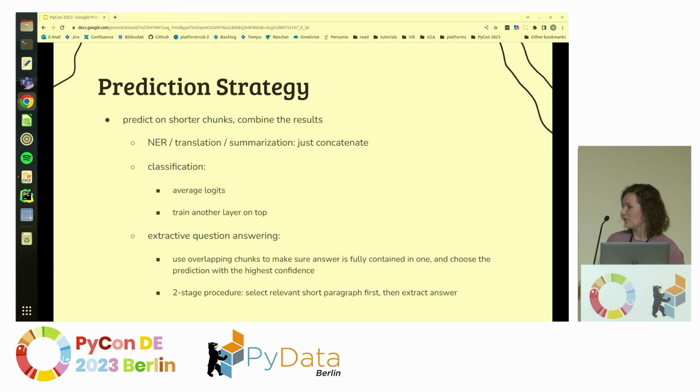Another approach for the question answering problem could be some sort of a two-stage procedure, so that you, for example, using heuristics, select a short paragraph that is relevant first, and then you apply your question answering transformer on top of that. So I think that's all the ideas I had on the topic.